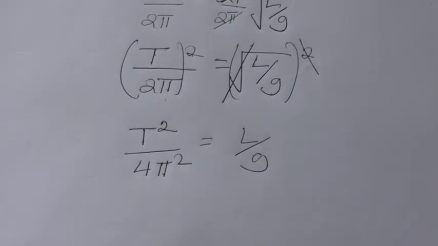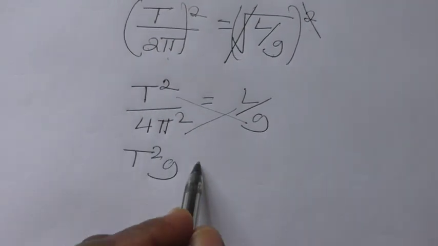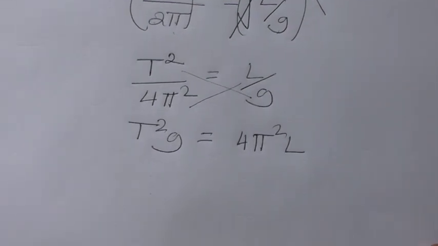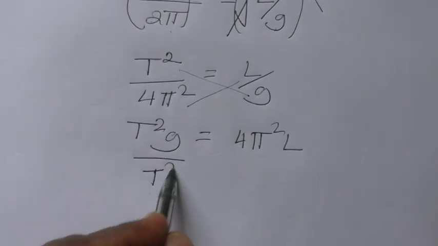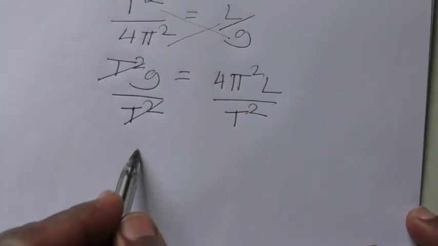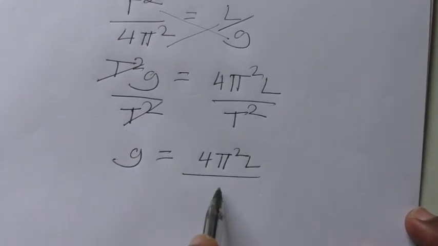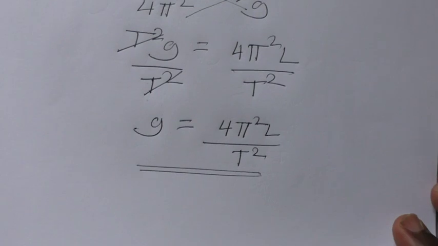Now that we have broken the defensive mechanism, we can make g the subject by first of all cross multiplying. So that is t squared g equals 4 pi squared L. Now that we need g, we take away the t squared by dividing, so that g equals 4 pi squared L over t squared. So that is how we make g the subject.